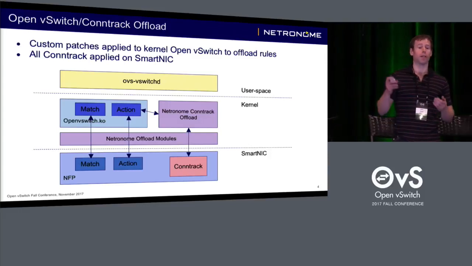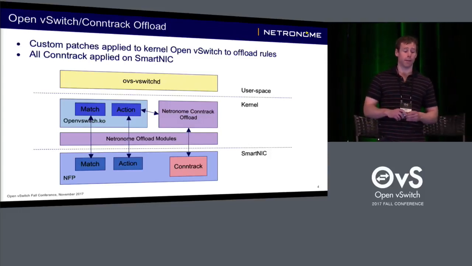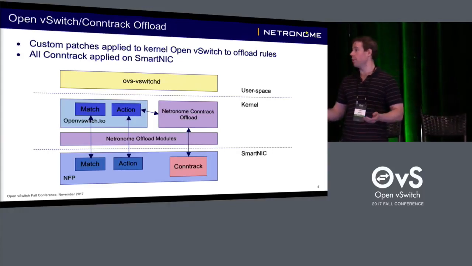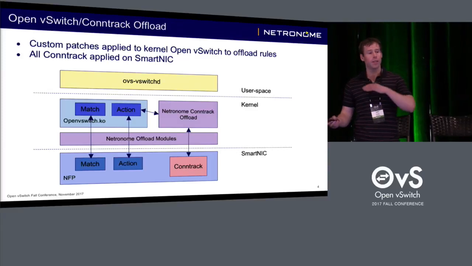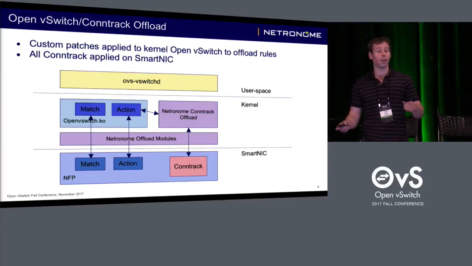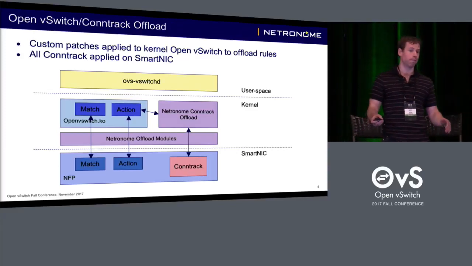The same things apply: it tries to do a match in the kernel. If it can't match here, the packet will then go to user space, and again we may be able to do a match here. If we can match in user space, the rule will be written down to the kernel, and in turn this will filter down to the SmartNIC.